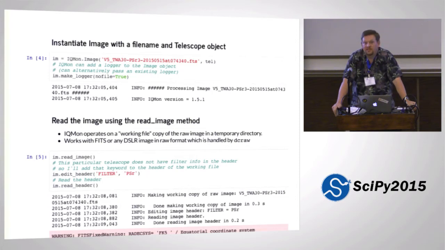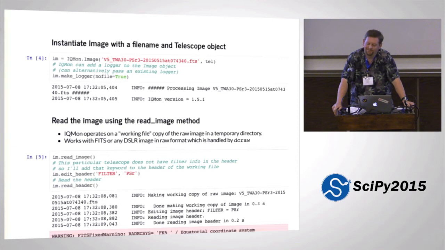The first step is to read in the image. This actually looks at the image on disk. One of the other principles was that I didn't want to operate on raw data. So it just reads the image, and then it does all its work on a copy of that image in some sort of temporary working directory. The other thing I'll mention is that, of course, it works on FITS files, which are the common standard for astronomy. But I'm also working on a project where we're using digital SLR cameras to do wide field photometry. And so IQMon works with DSLR raw files.